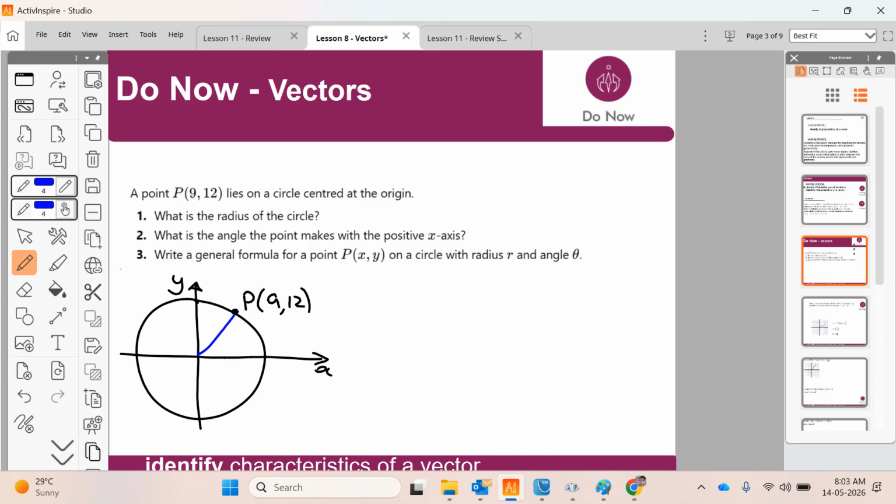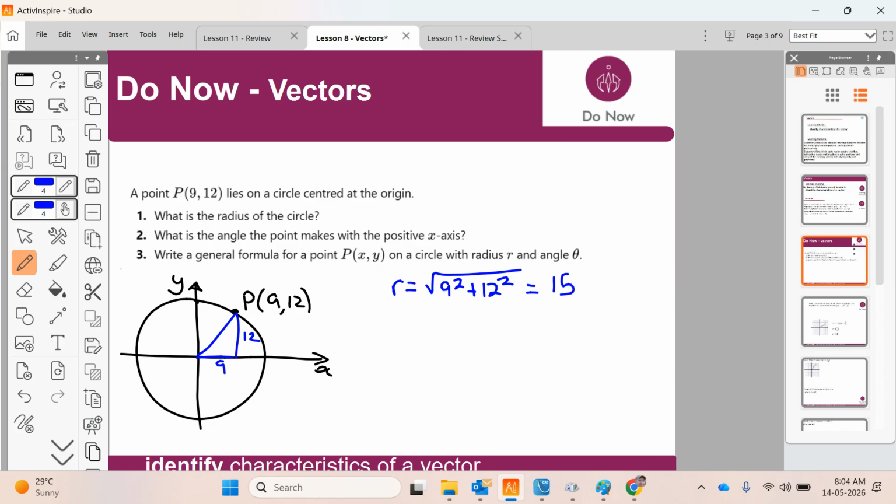So we can see that we're used to working with a bit of coordinate geometry now, that the length of this side is going to be 12, the length of this side is going to be 9. So Pythagoras' theorem tells us that r is going to be the square root of 9 squared plus 12 squared. Calculator. And I think the answer is 15.